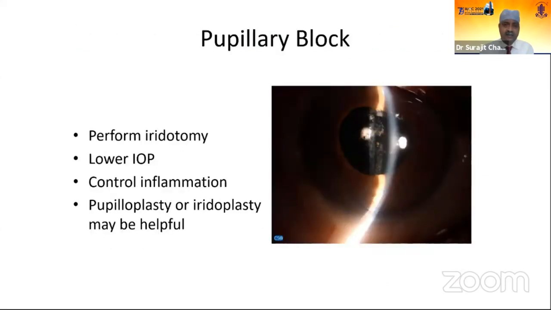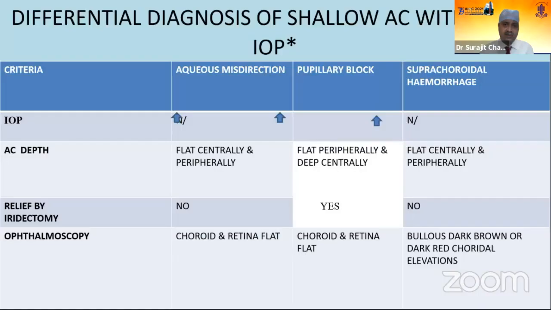Pupillary block is the last entity. It is easy to cure. After doing an iridotomy, it is cured most of the time, and control of inflammation is also necessary to prevent the reappearance of the situation.